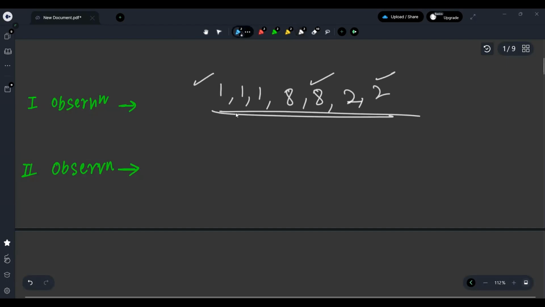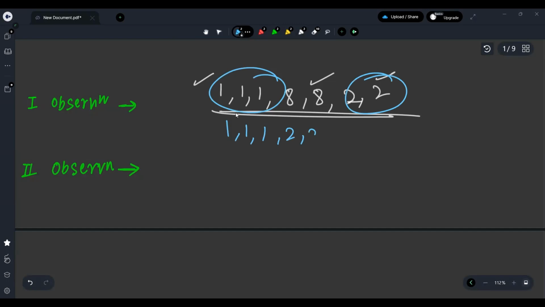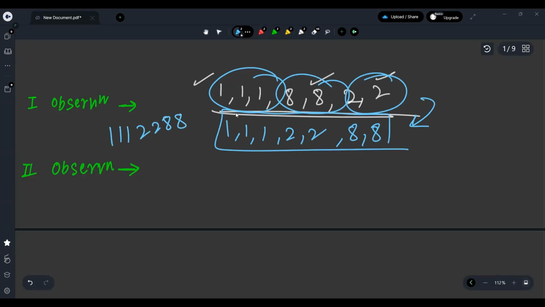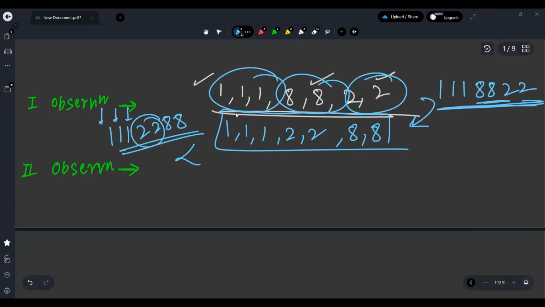We can generate the smallest number when we take the smallest number first, then the next smallest, and the greatest number at last. That is the smallest number, meaning 1, 1, 2, 2, 8, 8. What if I take 8, 8 ahead? That will give the greatest number. 1, 1, 2, 2 is smaller than 8, 8, 1, 1, 2, 2. So the smaller the numbers I keep ahead, the smaller the number will be.